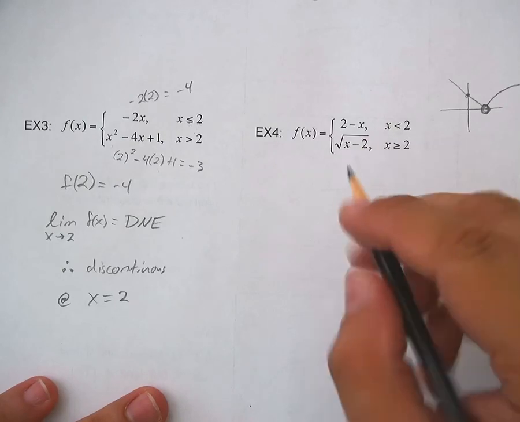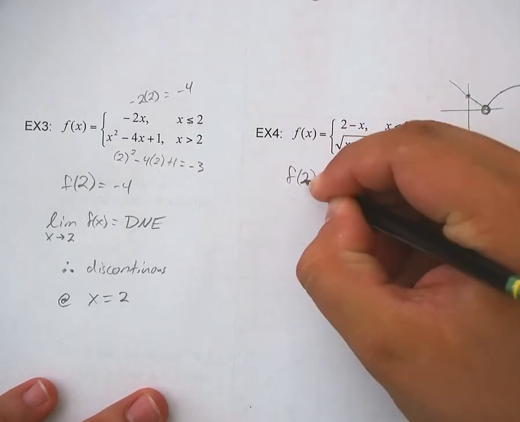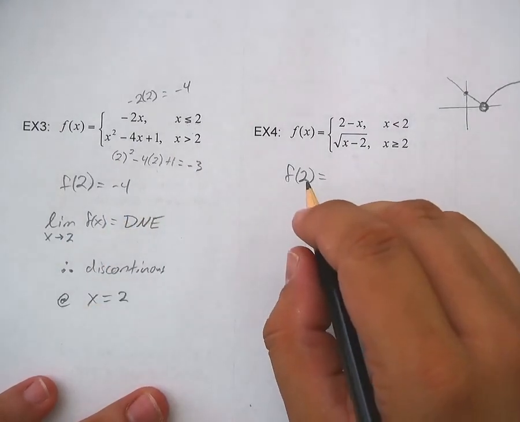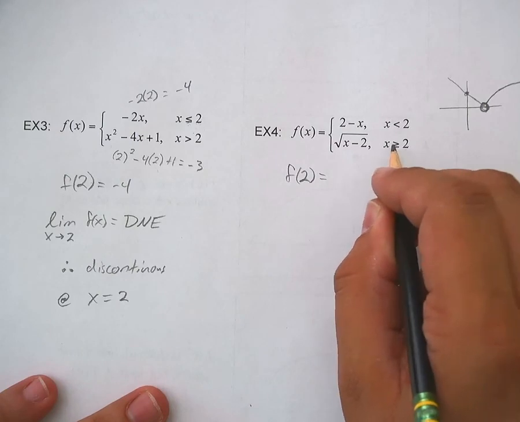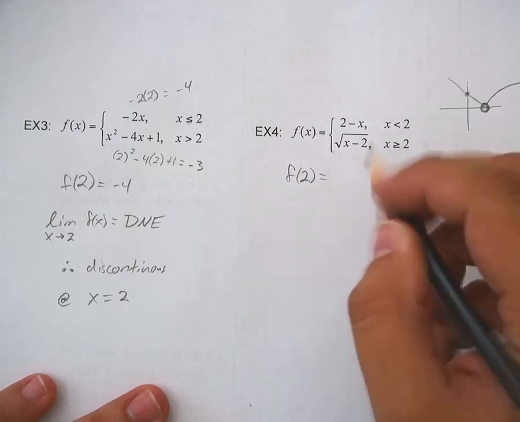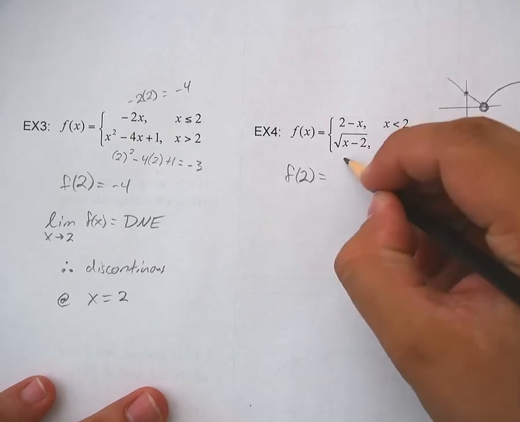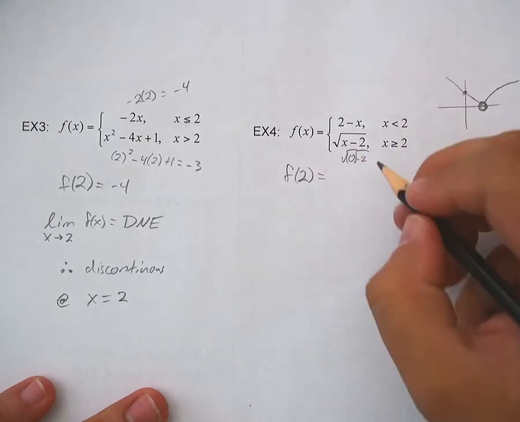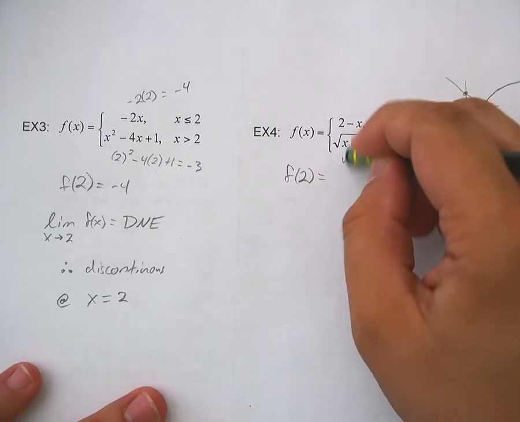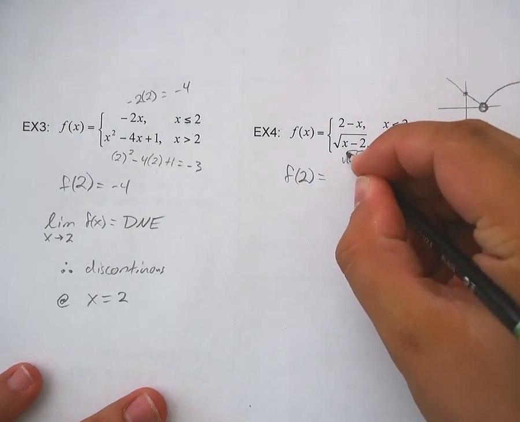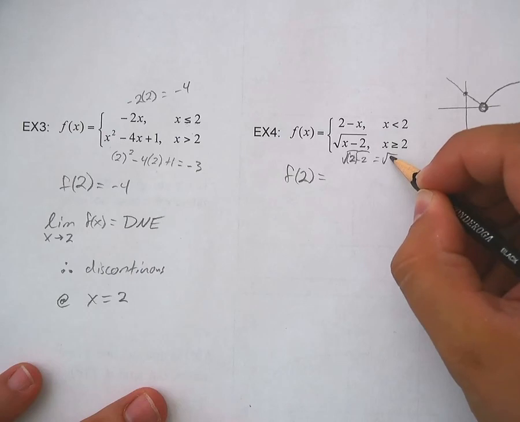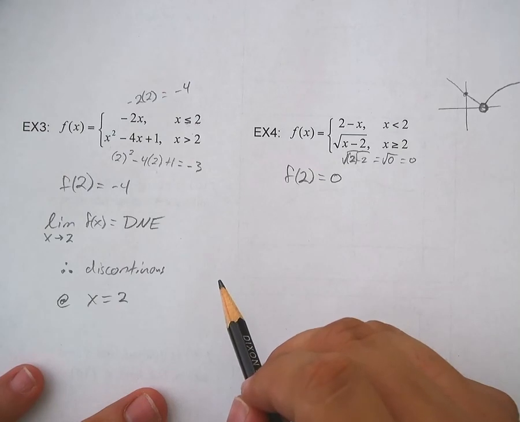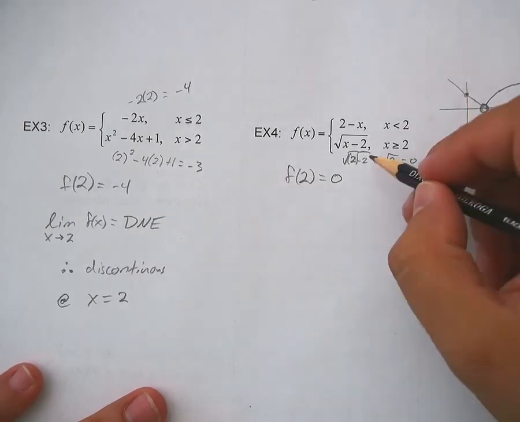Starting off, what is f of 2? Technically, I should have done this one first over here, but I got ahead of myself. So I'm going to go to where 2 is included, x is greater than or equal to 2, and plug it in. So that's going to be the square root of 2 minus 2, always in parentheses, right? It's not 0. Square root of 2 minus 2, which is the square root of 0, which is 0, right? So f of 2 is 0. Let's look at what the limit is. The bottom one goes to 0.